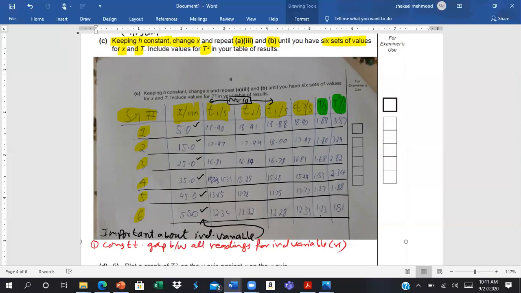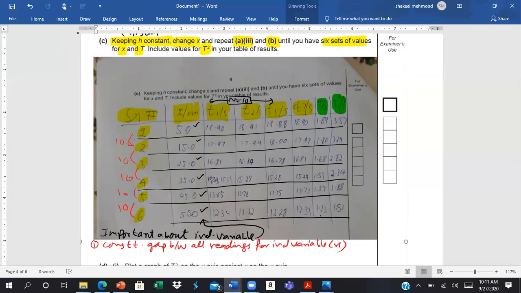So what is the gap? The gap is 10, 10, 10, 10, 10, and 10. So beta, there is one mark. This is the quality mark for your independent variable. So you will be awarded one mark if you keep the gap constant. You can't do it like 5.0 and then 13.0 and then 20.0. You can't take data like that.